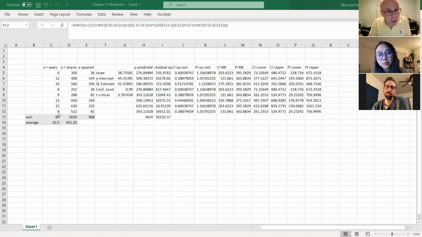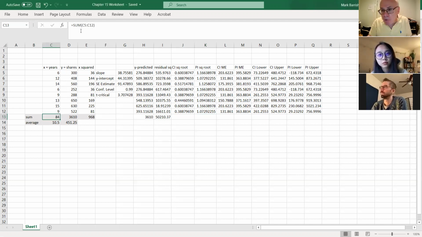Now, before I share anything else, one of the things I did for the X's and the Y's is that I added them up. So the sum of the X's is 84. The sum of the Y's is 3610. And I also did the average, the mean for both X and Y. All right. And how do you do the sum? It's just using the sum function.